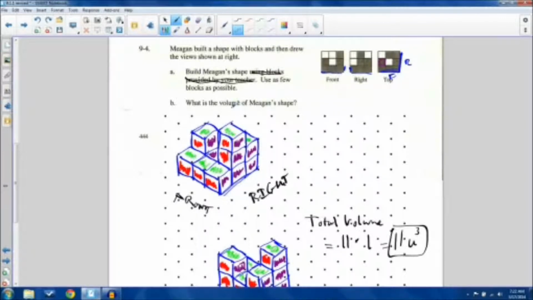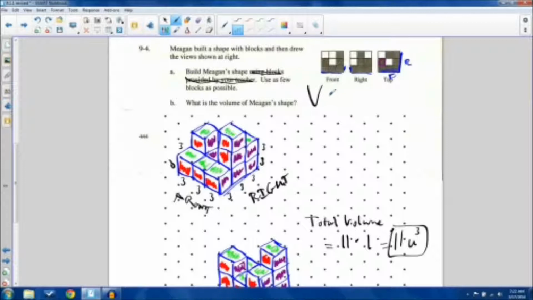Okay, what's the volume of Megan's shape? This time I'm going to change it a little bit because I want you to practice volume in a different way. Now these are cubes though, so I'm not going to change it too much. I'm going to change the units, and I'm going to say these are not unit cubes. They are 3 units every way, in every direction. So all these are 3, which means these are 3, etc. So we're looking at things that are 3 by 3 by 3.